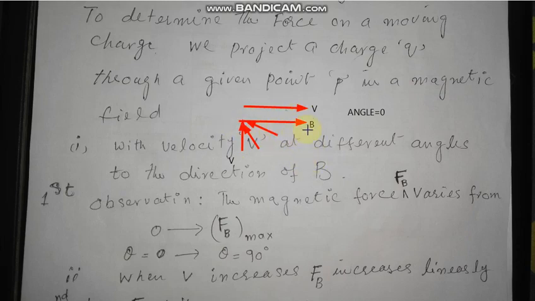So the result which we will obtain is that for theta equal to 0, the magnetic force acting on the charged particle is 0. And for theta equal to 90, the magnetic force acting on the charged particle is maximum. And for angles in between 0 and 90, the force will vary accordingly. The smaller the theta, the smaller the force. The greater the theta, the greater will be the force. This is our first observation.